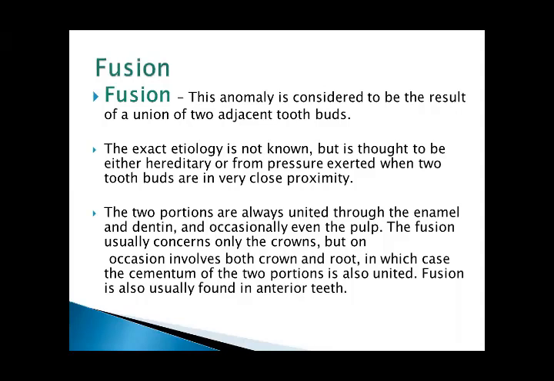This anomaly is considered to be the result of a union of two adjacent tooth parts. The exact etiology is not known, but thought to be either hereditary or from pressure exerted when two tooth buds are in very close proximity. The tooth portions are always united through the enamel and dentine, and occasionally even the pulp. The fusion usually concerns only the crowns, but on occasions involves both crown and root, in which case the cementum of the root portion of the two portions is also united.